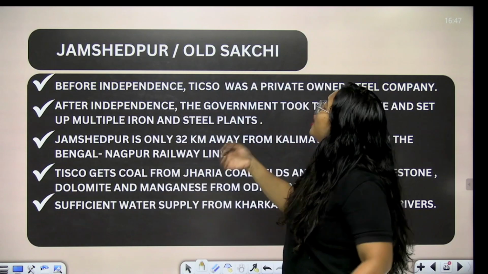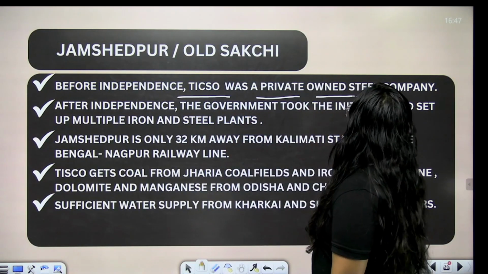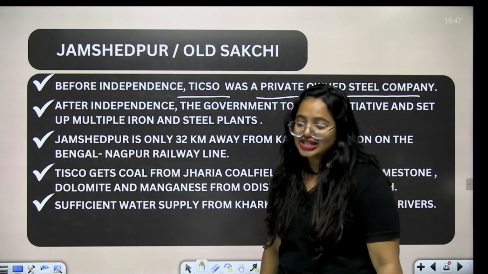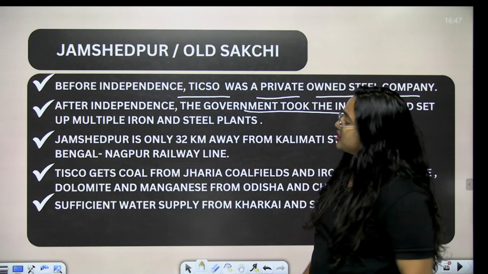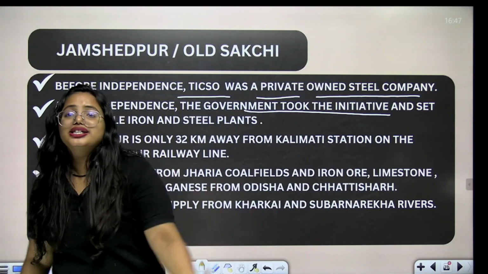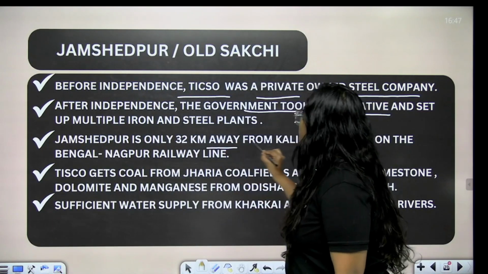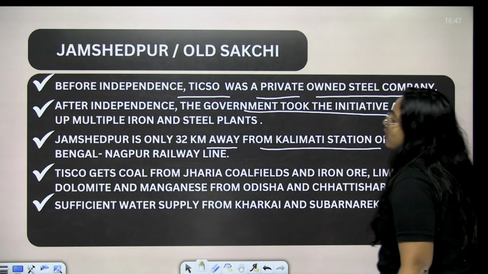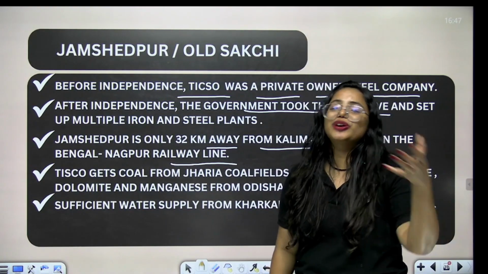This can also be called Old Sakchi. Before independence, Tisco was a privately owned steel company. This was the only steel company present during that time. But after independence, the government took the initiative and set up multiple steel and iron industries in different locations. Clear? So Jamshedpur is only 32 km away from Kalimati station on the Bengal-Nagpur railway line, so transportation also becomes easy here.